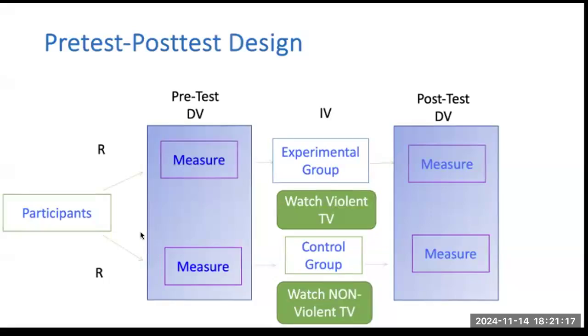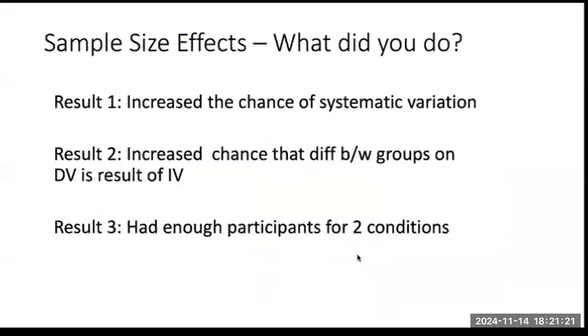Any questions so far? All right, sample size effects. If you increased the chance of systematic variation, did you increase or decrease the sample size?